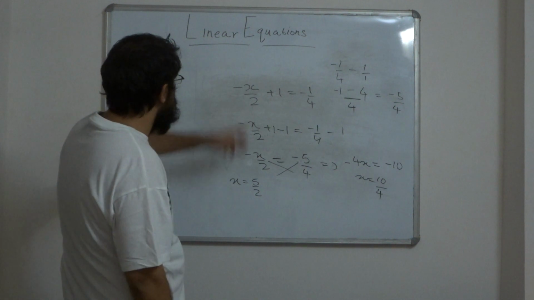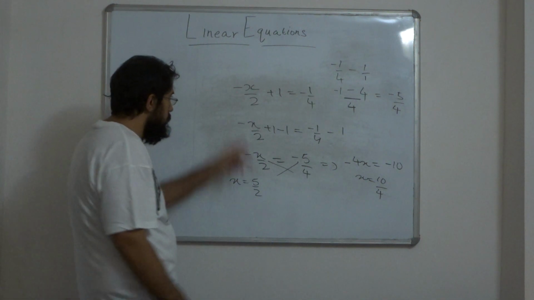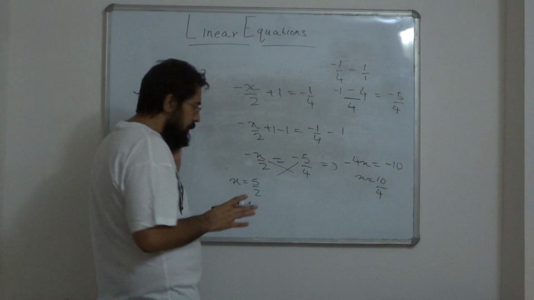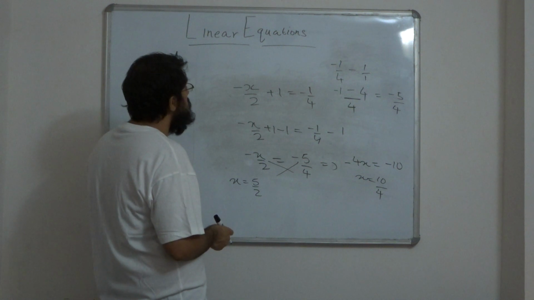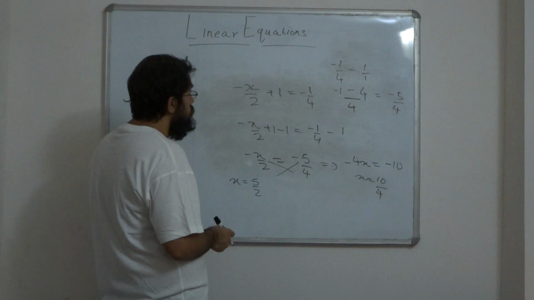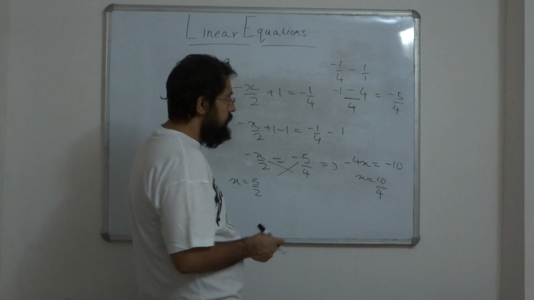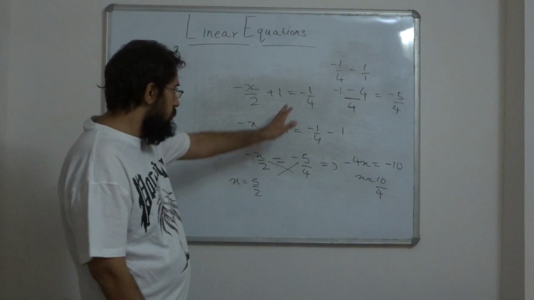So here, what is 5 upon 2? 5 upon 2 is 2.5. So negative 2.5 divided by 2 is negative 1.25. So negative 1.25 plus 1 is obviously going to be negative 0.25, which is a 4.